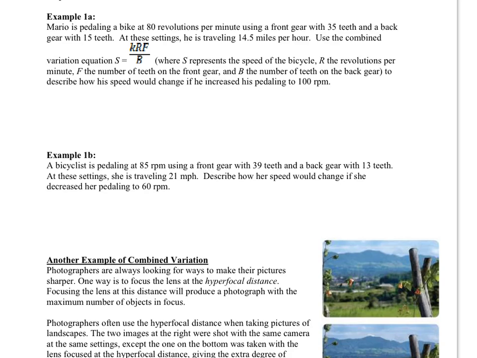Mario is pedaling a bike at 80 revolutions per minute, or 80 RPM, using a front gear with 35 teeth and a back gear with 15 teeth. At these settings, he's traveling 14.5 miles per hour. Use the combined variation equation S equals K times R times F divided by B. And there you can see we have direct and inverse in that same equation. So some of the variables are related directly to S and some are related inversely.